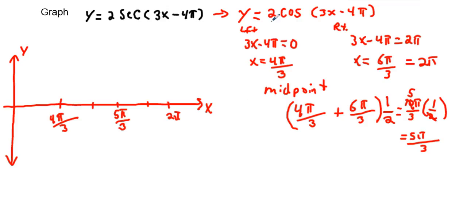Okay, let's go ahead and find our amplitude. Our amplitude is 2, and there's no vertical shift, so I don't have to move these anywhere. So let's go ahead and call this 2, and 2 down would be negative 2.